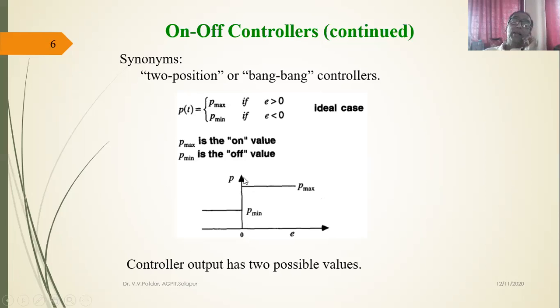Now this is called the ideal on-off controller. Controller output has only two possible values, either fully on or fully off. There will not be any controller output proportional to error change. If the error is more, the controller output will be more, and if the error is less, the controller output is less. No, in an on-off controller, such a thing does not happen. It is either 100% on or 100% off.